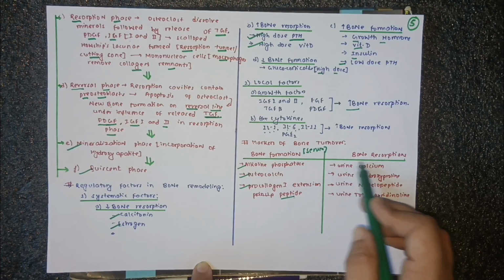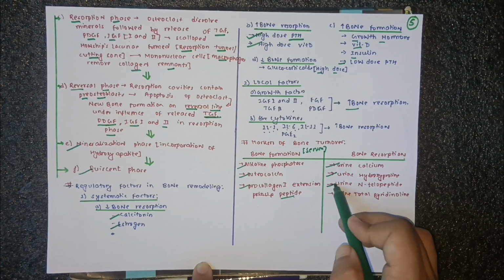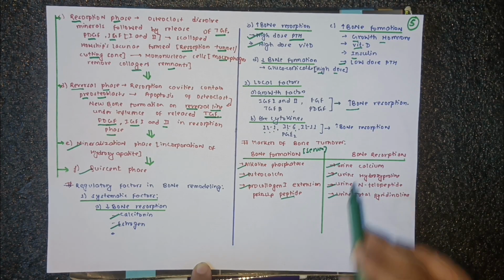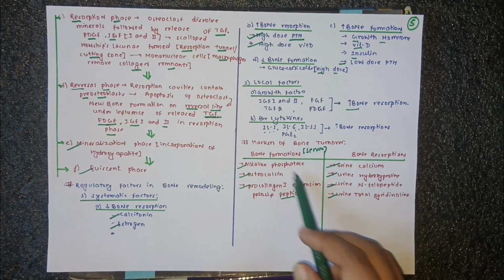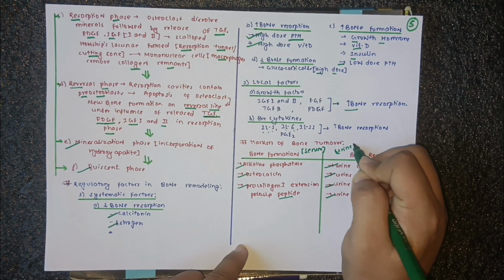After that, for bone resorption, we have urine calcium, urine hydroxyproline, urine N-telopeptide, and urine total pyridinoline. Those are the markers for bone resorption, and for formation we have the earlier markers. Some are present in the urine and some are present in the serum.